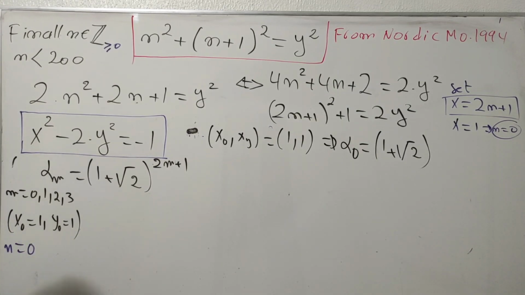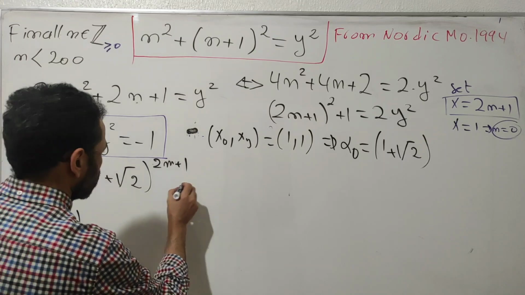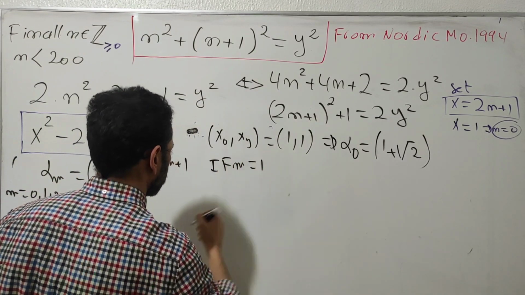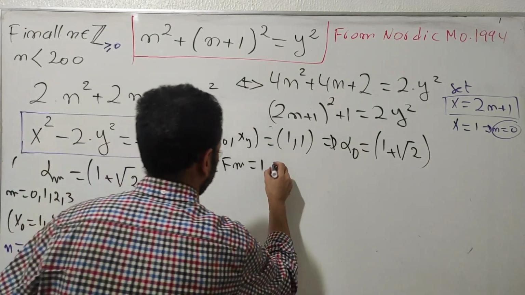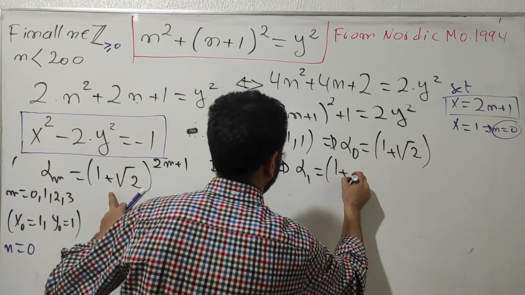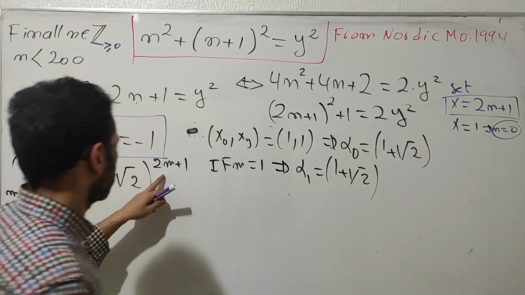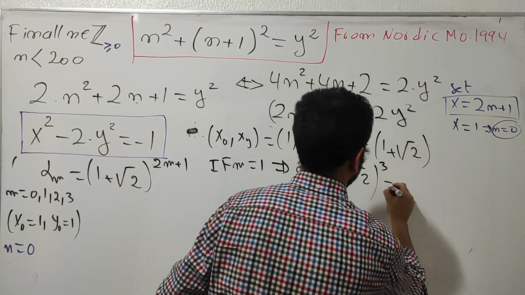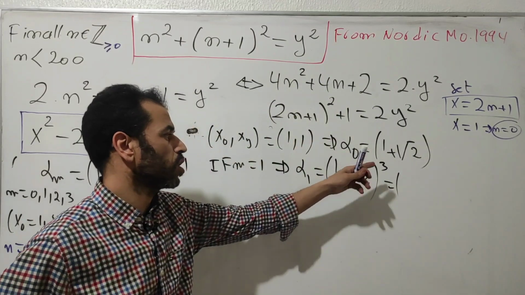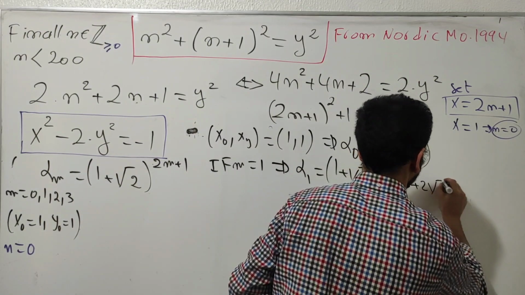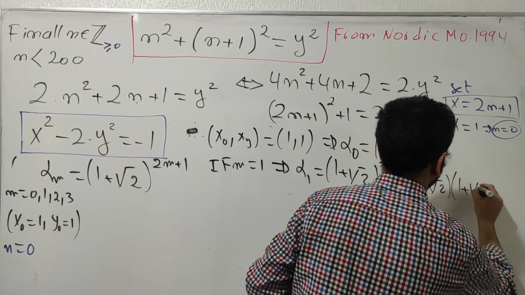Let's move on to the second solution. If m equals 1, we get the following solution. We get alpha 1, which equals 1 plus square root of 2. Replacing m with 1, I get the 3 here. So this one squared is 3 plus 2 square root of 2, multiplied by 1 plus square root of 2.